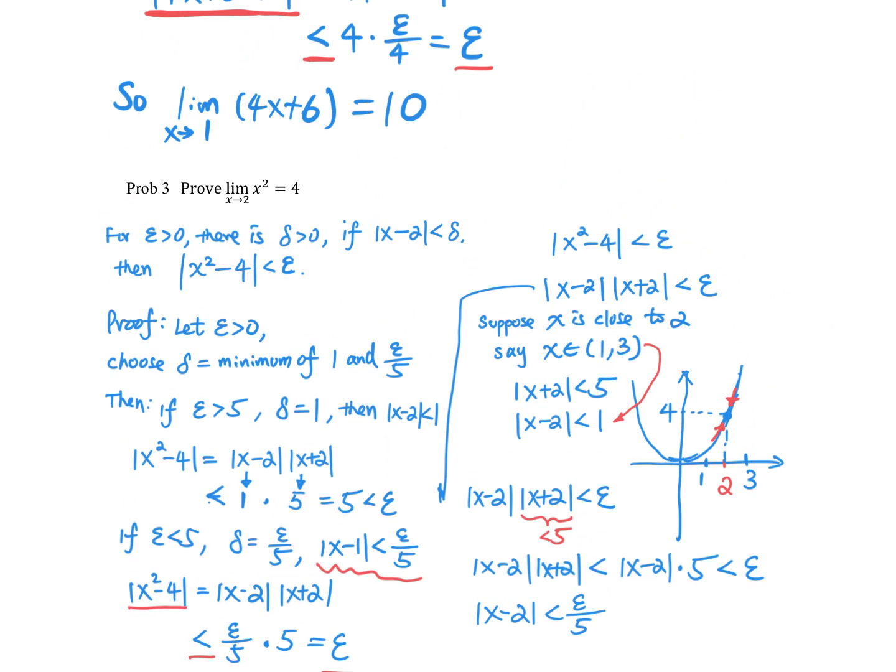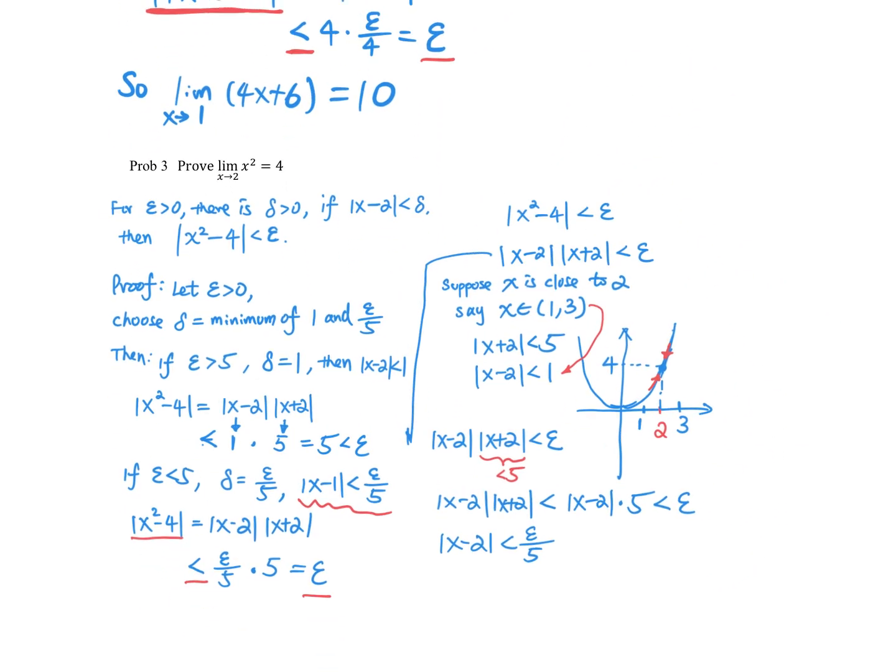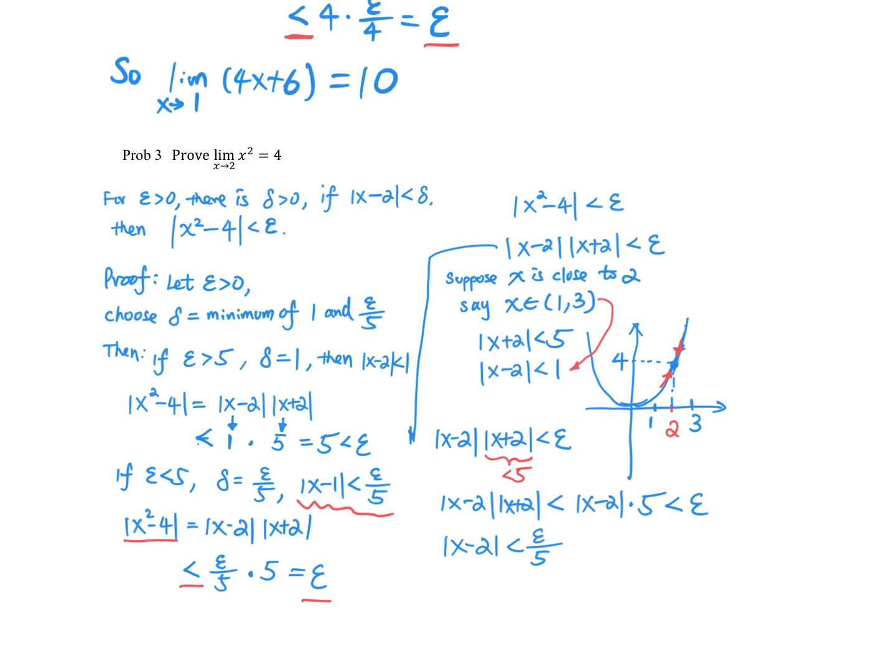So hopefully you see that this is less than epsilon, when this happens, this is exactly what we want to prove. So for both cases, we prove that for any epsilon that you choose, I can always find delta. As long as this is true, this result follows. Therefore, I can claim that the limit as x approaches 2 of x squared is equal to 4.